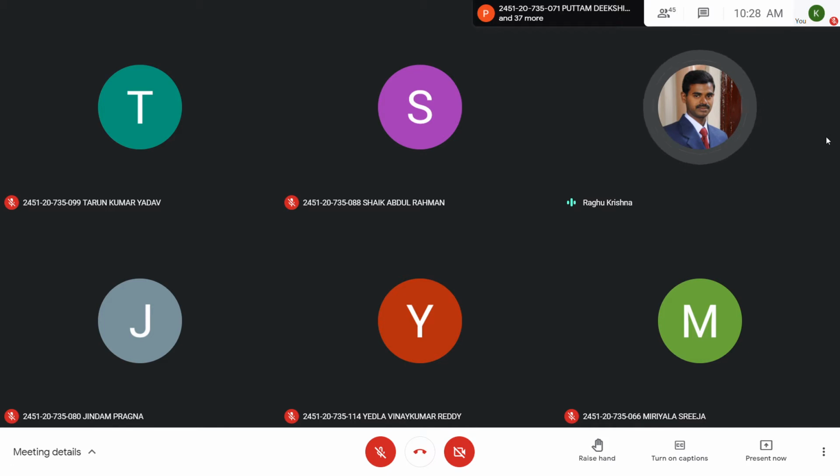And one more thing here, mechanical losses. So what are mechanical losses? Friction and windage losses. So there will be friction. The shaft will be rotating on the bearings. So there will be friction.